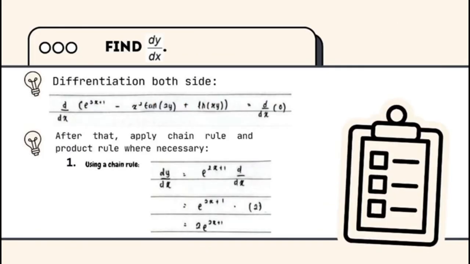Step 1 is to differentiate both sides of the equation with respect to x. Remember, whenever we differentiate a term containing y, we must multiply by dy over dx using the chain rule. Let's differentiate term by term. The first term e^(2x+1) differentiates to 2 times e to x plus 1.